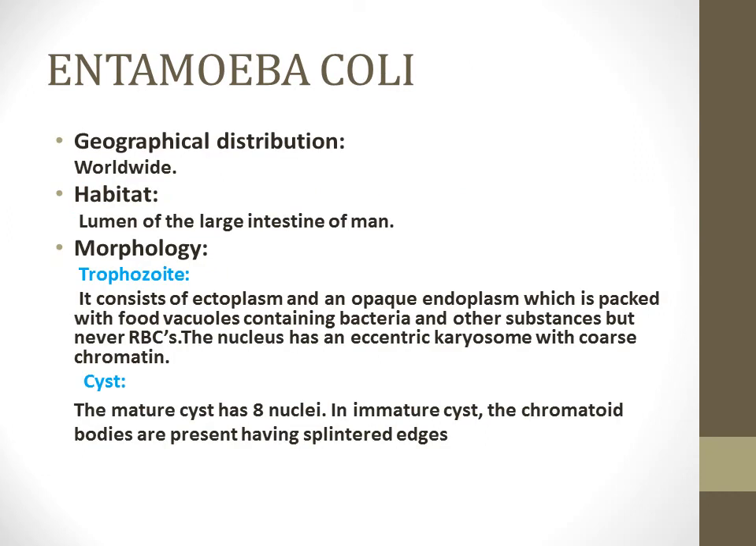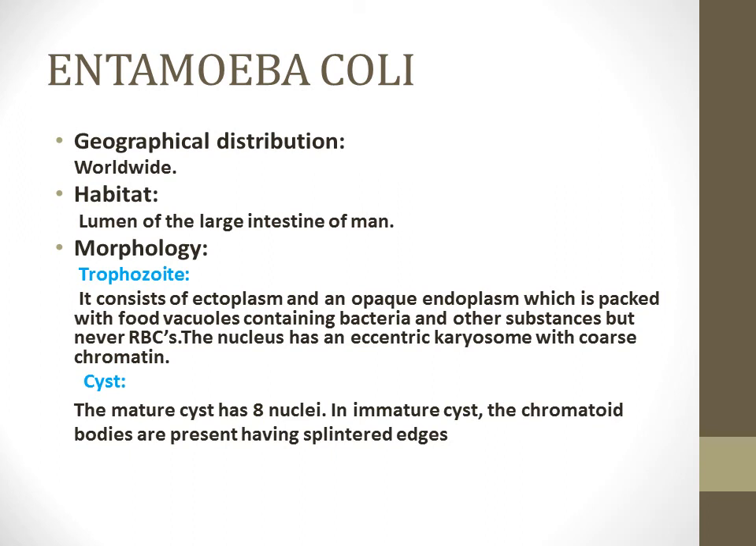Now coming to the second species, Entamoeba coli. The geographical distribution is worldwide and the habitat is the same, that is the lumen of the large intestine. The morphology of Entamoeba coli and Entamoeba histolytica are different. The trophozoite form of Entamoeba coli does not contain ingested erythrocytes, it contains food vacuoles. Moreover, the karyosome is eccentrically placed within the nucleus and the chromatin is coarse.